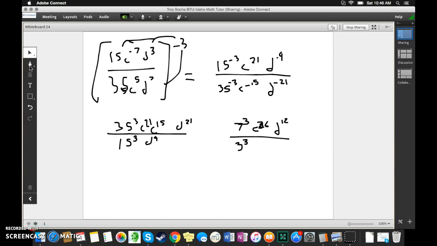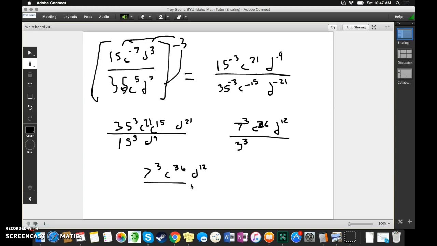So if we do the math on this, it's 7 to the third, and we may need to break that down for the answer. I'm not sure how they want it, but it's 7 to the third, C to the 36, D to the 12, over 3 to the third. So that is how you would do that complex problem. Remember your distributive property, or the multiplication property of exponents. Then we just divided that by 5 to get 7 over 3. That was nice. We solved our negative exponents, put them into positives, and then we combined what we could and simplified it down.